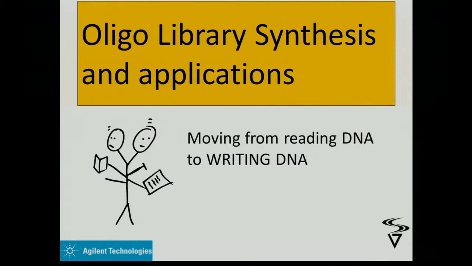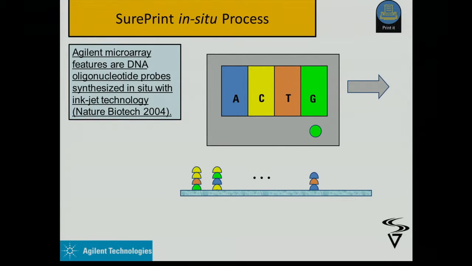Okay, and with that, I'm going to shift to synthetic biology. So moving from reading DNA to also writing DNA. The way by which we make microarrays at Agilent is basically using a device which is like a printer. So it prints, instead of printing RGB colors, it prints A, C, G, and T.